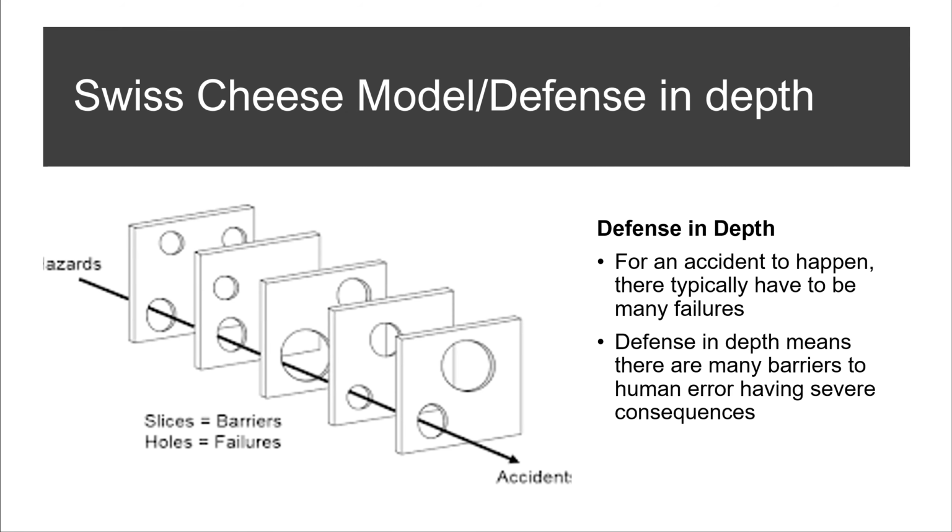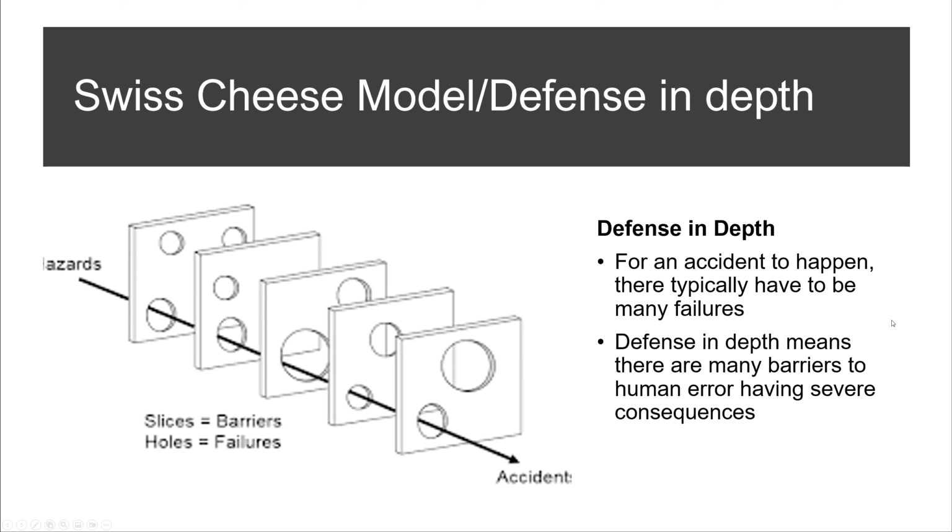James Reason also gave us the Swiss cheese model, which also led to defense in depth. The idea of the defense in depth philosophy, which is echoed by the Swiss cheese model, is that for an accident to happen, there typically have to be many failures in a lot of different layers of the system. And so there are multiple different barriers to stop human error having severe consequences. And this was a really critical theory. And while sometimes people will joke about it, it is still valuable.